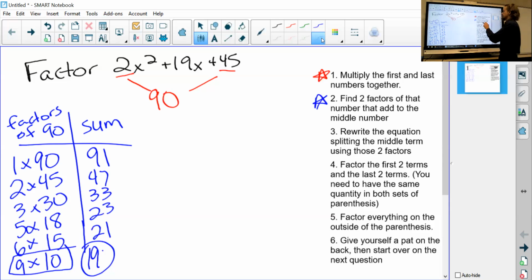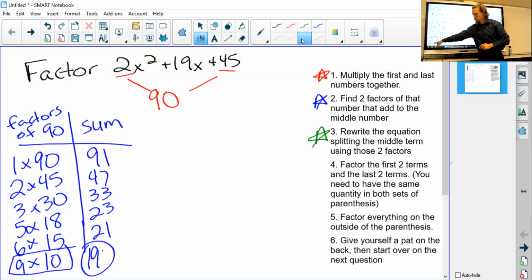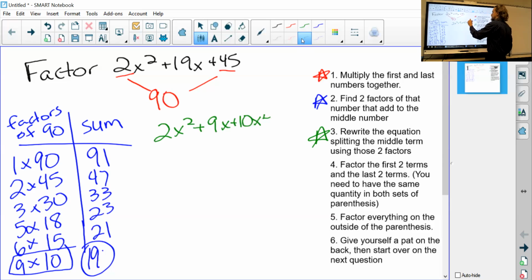Okay? So our third step now, we want to rewrite the equation. We want to split up this 19x into 9x and 10x. So I'm just going to write down my equation. So 2x squared, only instead of 19x, I'm going to call it 9x plus 10x plus 45. Okay? So there's 2 ways we can write this. We can either put 9x plus 10x, or we can put 10x plus 9x. And this next step is going to tell us if we did this correct or not. So it says I want to factor the first 2 terms and the last 2 terms. And we want the same thing to be in both sets of parentheses.